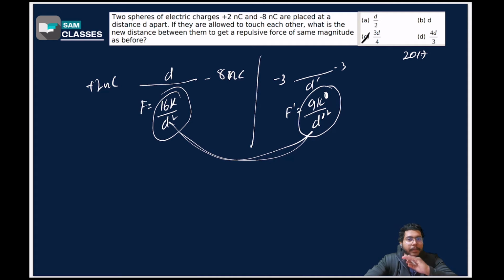Not nanocoulomb, nothing. A lot of students, the moment they see nanocoulomb and haven't studied what it is, get scared and leave the question. Did we use anything of nanocoulomb? Nothing. Whatever the charges, both are the same. So forget about nanocoulombs. After seeing the question, don't get scared and leave it. Try to write what is given in the question.